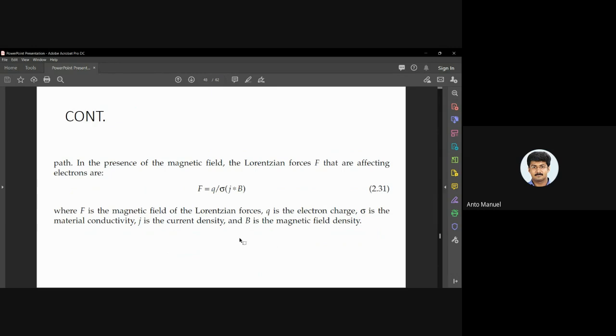In a conductor we have charged particles, or electrons, that take care of the movement of current through the conductor. So the electron charge we can represent as Q, sigma is the material conductivity, J is the current density, and B is the magnetic field density. A change in the magnetic field density will change the resultant Lorentz force. We can easily analyze that with this simple equation.